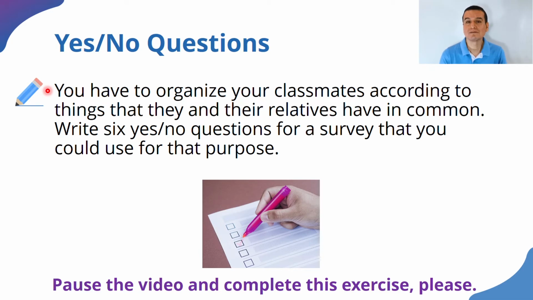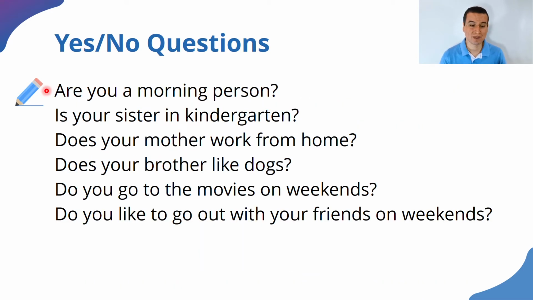And here are some sample questions for that survey. Are you a morning person? It's a person that likes the morning. Is your sister in kindergarten? Does your mother work from home? Does your brother like dogs? So depending on what they answer, you're going to put them into groups. Do you go to the movies on weekends? Do you like to go out with your friends on weekends? Yes, no. All they have to answer is yes or no, and that's going to be enough for you to organize them into groups.